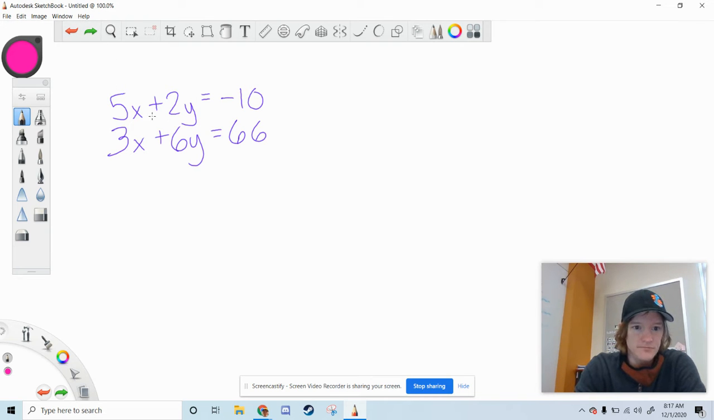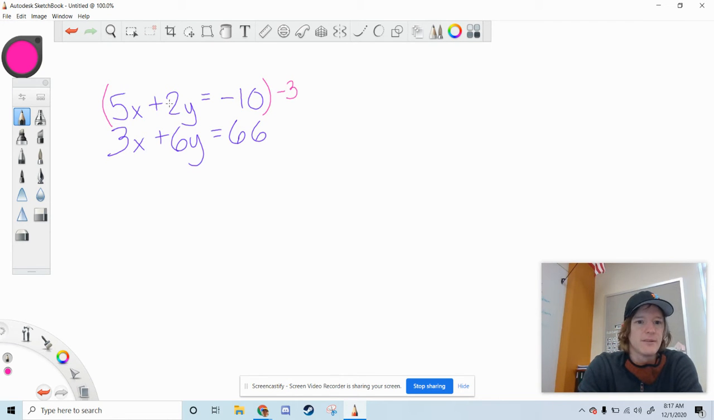So I see that the x's here have coefficients of 5 and 3, and I'm going to point out that the y coefficients, the 2 and 6, are going to be easier to work with. I know what I'm saying doesn't really make sense right now, but we will have some where we're going to have to manipulate both equations. But on this one, all we're going to have to do is put parentheses around this whole equation, and multiply everything here by negative 3.